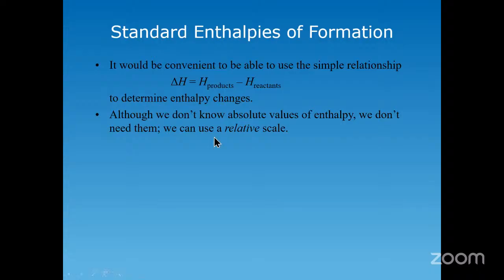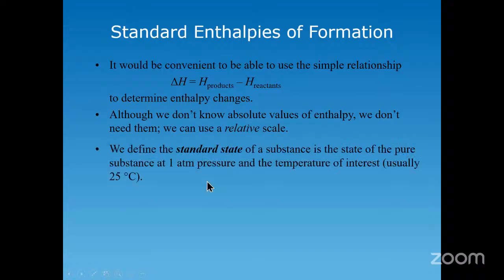So basically, since we cannot obtain the absolute values, we have to use a relative scale in order to determine, at least on paper when you're doing your calculations, the change in enthalpy of a reaction. So what we need to do in order to establish a relative scale is to define what is called a standard state of a substance, right? And the conditions related to the standard state. The conditions that have been adopted say that the standard state would be 1 atmosphere pressure for any gases involved, and the temperature would be 25 degrees Celsius.